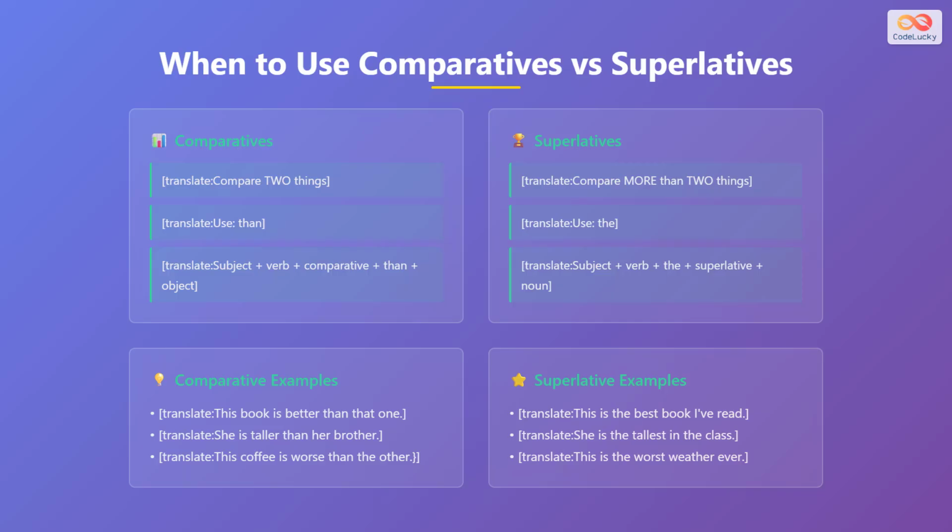It's important to know when to use each form. Use comparatives when you're comparing exactly two things. The pattern is subject, verb, comparative, then object. For example, this book is better than that one. Use superlatives when you're comparing three or more things or describing the most extreme. The pattern is subject, verb, the superlative noun. For example, this is the best book I've read. Remember, comparatives always use than. Superlatives always use the.